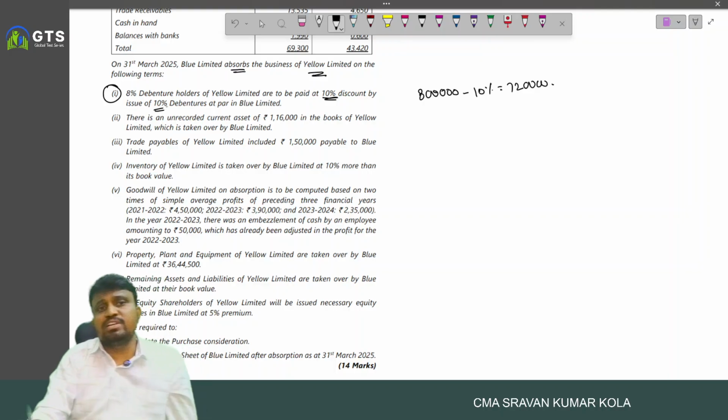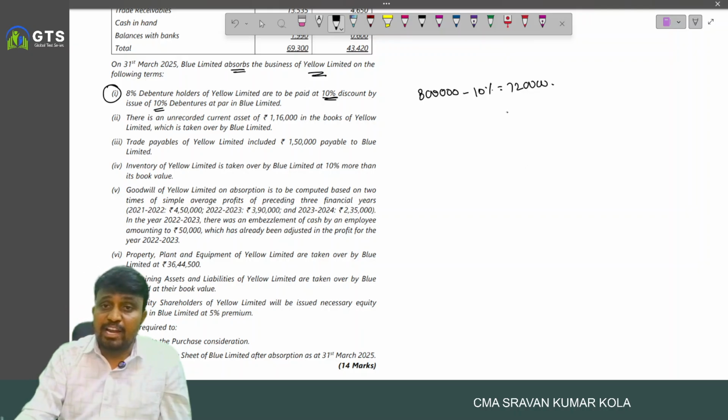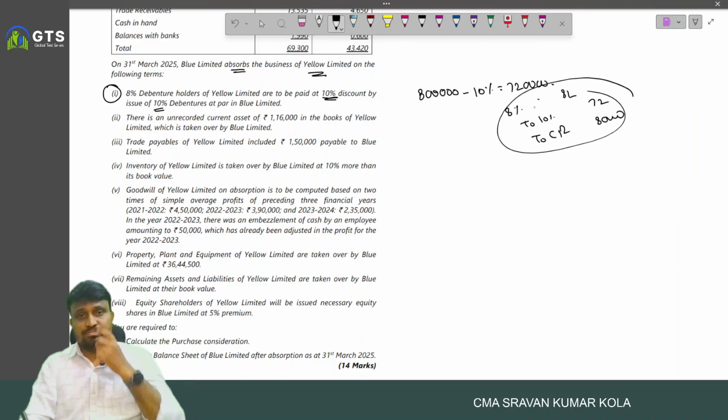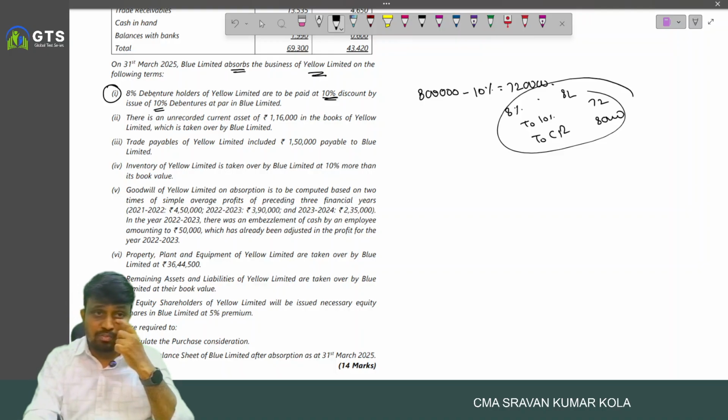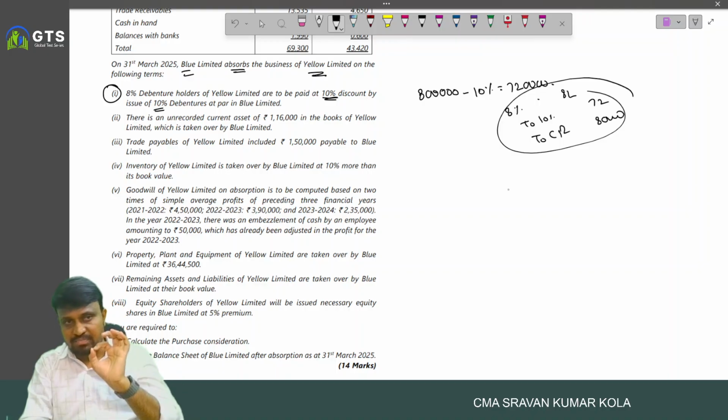7,20,000 by issue of 10% debentures. So, while converting 8% debentures to 10% debentures, 8 lakh to 7 lakh 20, the difference of 80,000 is transferred to capital reserve. We transferred it to capital reserve in the books of what? Blue Limited. In the books of Blue Limited, the transferee company.